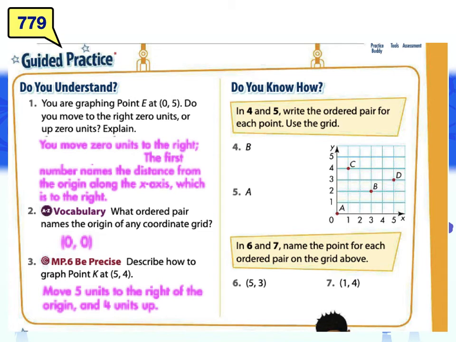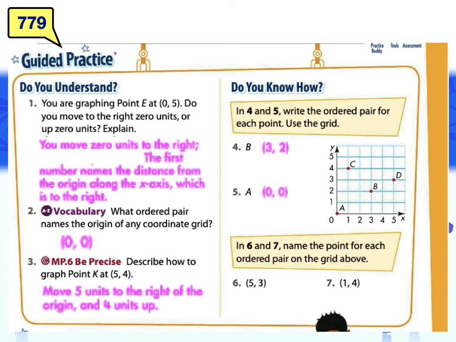Okay, questions 4 and 5. Write the ordered pair for each point. Use the grid. So number 4 is B. So point B, as you can see, it is at number 3 in the x-axis and point 2 in the y-axis. So that point is 3 in the x and 2 in the y. Question 5. Point A. So as you can see, point A is at point 0, or in the origin. So it is where the x-axis and the y-axis intersect. So that point is 0, 0.